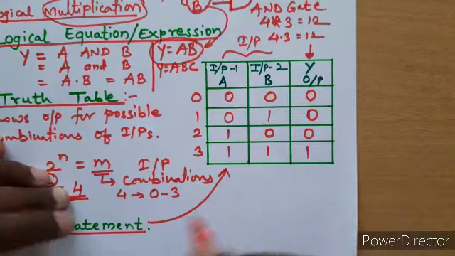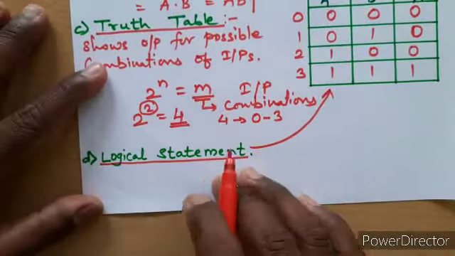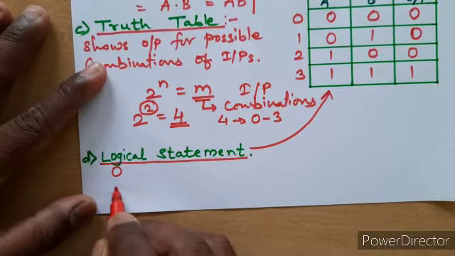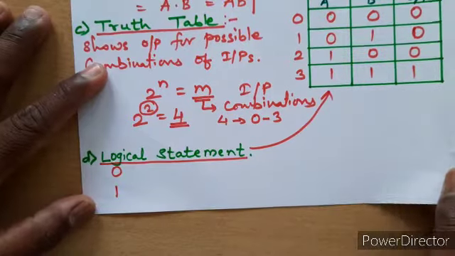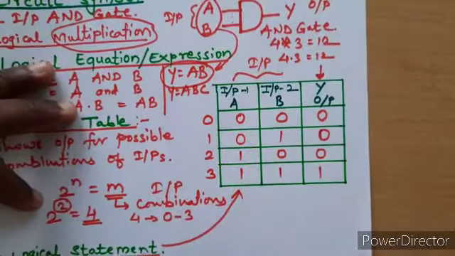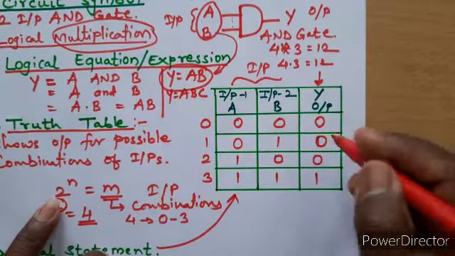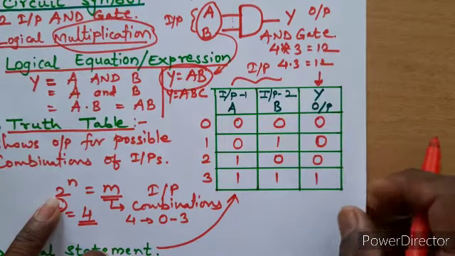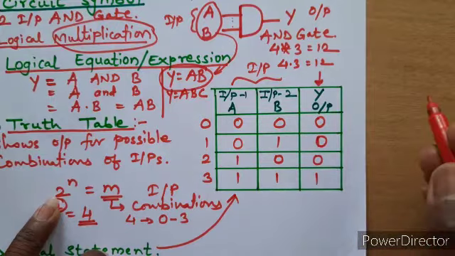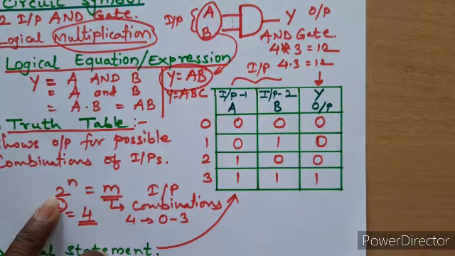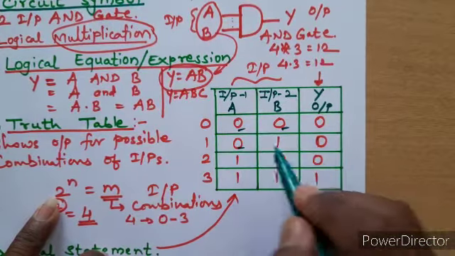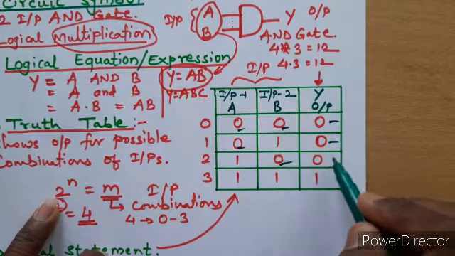Okay, now here we can mention this statement in terms of 0 or in terms of 1. So let us try to mention this statement in terms of 0. Looking at this truth table, what we can interpret is, if any of the inputs is 0, the output is 0.